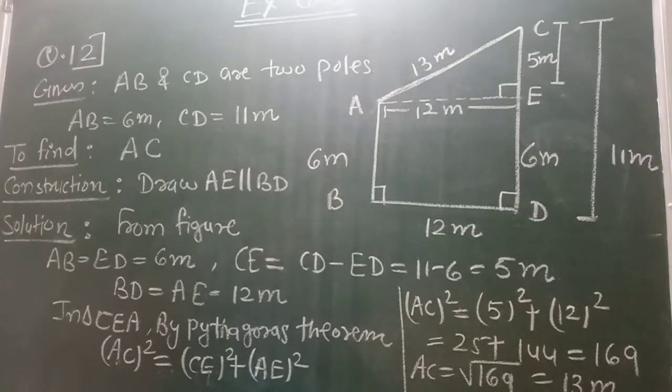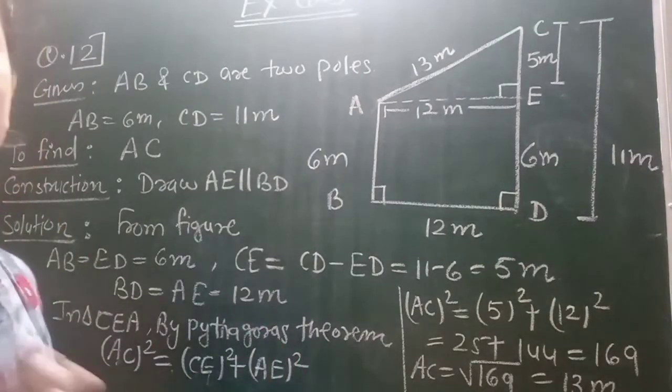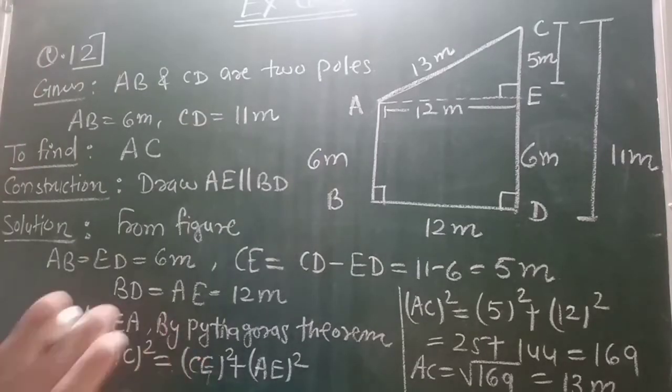So the distance between the tops of the two poles will be 13 meter. At the end you have to write your answer in words also.